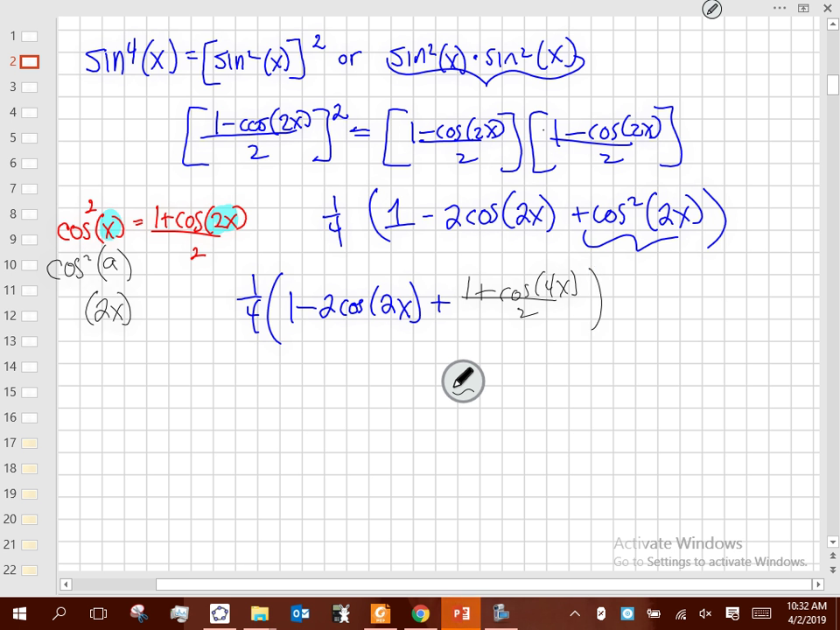Okay? Now, like I said, I don't like looking at this binomial over 2, so I'm going to factor that 1/2 out. Just rewrite it this way. So 1 plus cosine of 4x over 2, is that the same thing as 1/2 plus 1/2 cosine of 4x? Does that give me the same thing I was looking for?